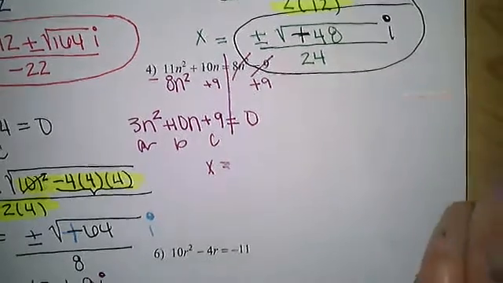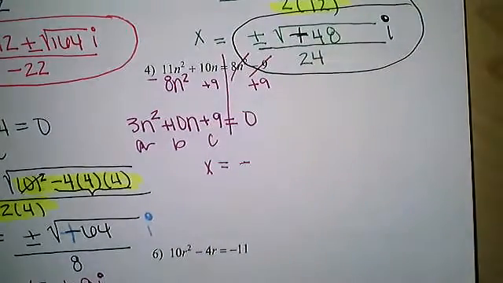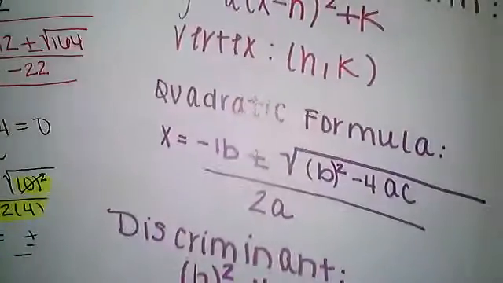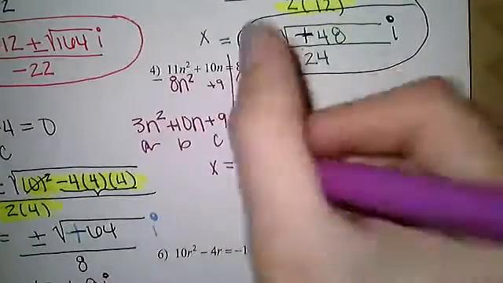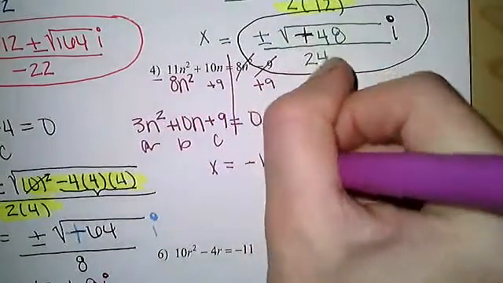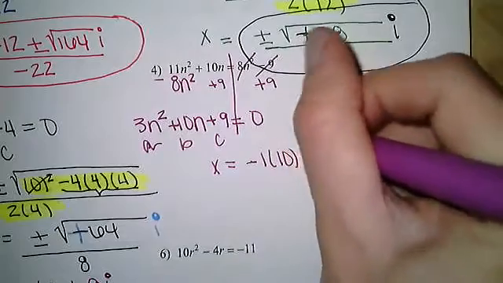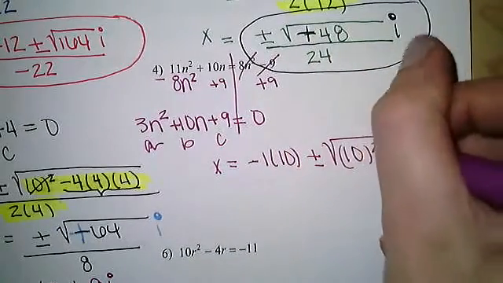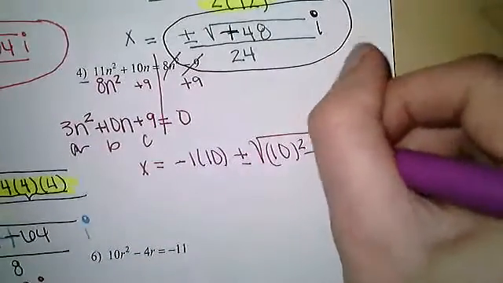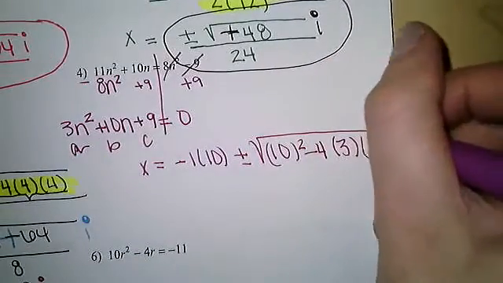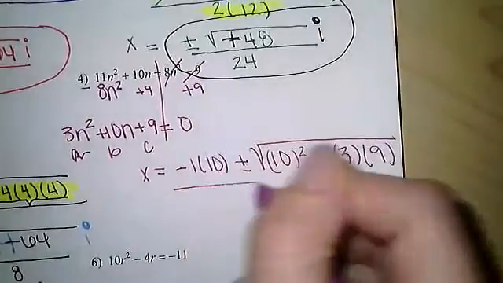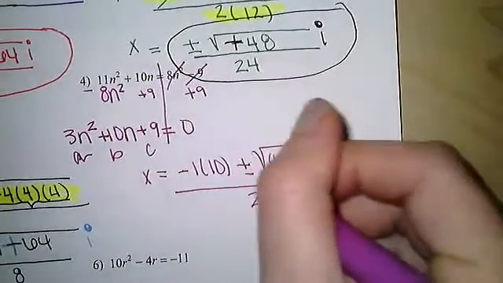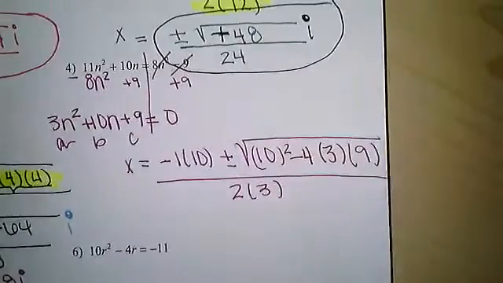So once again, that's on your formula sheet, right where it says quadratic formula. Ooh, I can't see it. There it is. So -1 times 10 plus or minus the square root of 10 squared minus 4 times 3 times 9, all over 2 times 3.